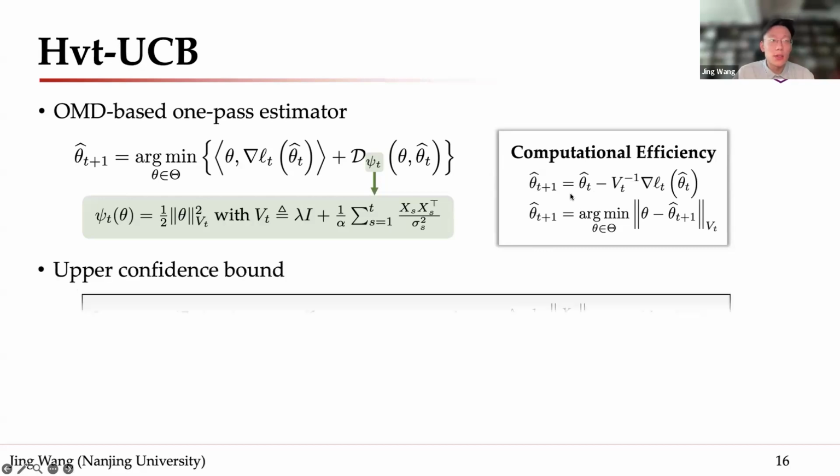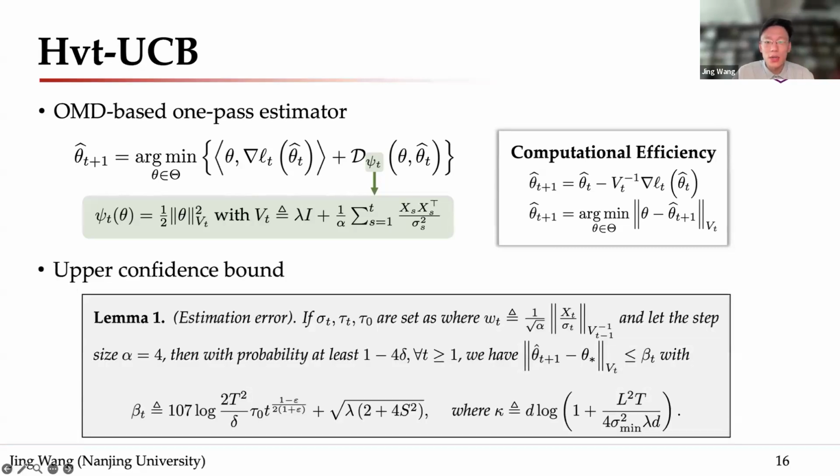And for the upper confidence bound, since we propose a new estimator, we need to analyze the estimation error bound for this OMD-based estimator. So we here propose the estimation error bound. The estimation error at round t is bounded by beta t, where beta t is a bound that's associated with t to 1 minus epsilon over 2 times 1 plus epsilon. So this is the estimation error.